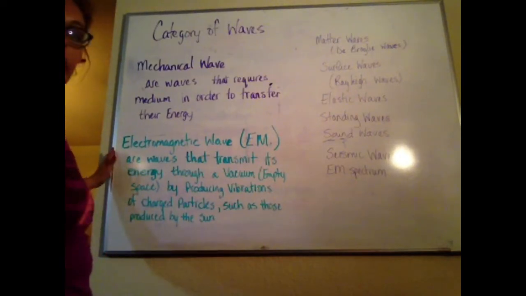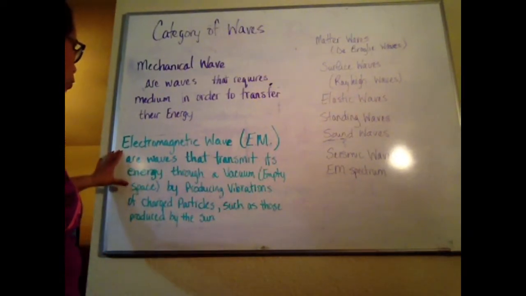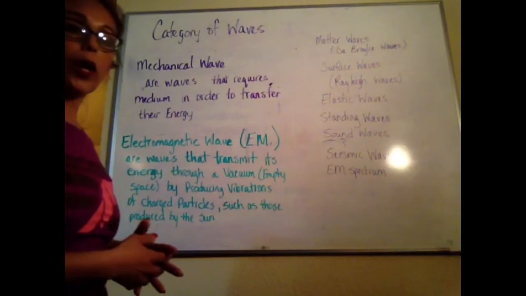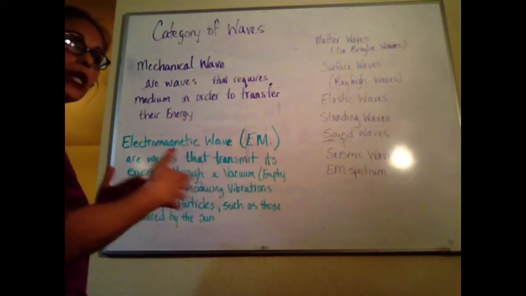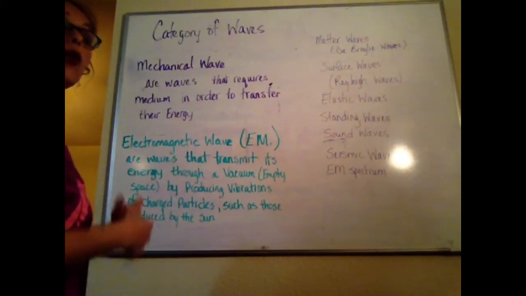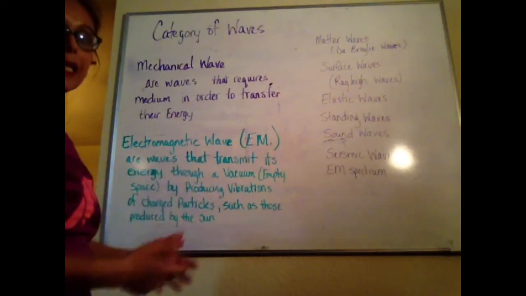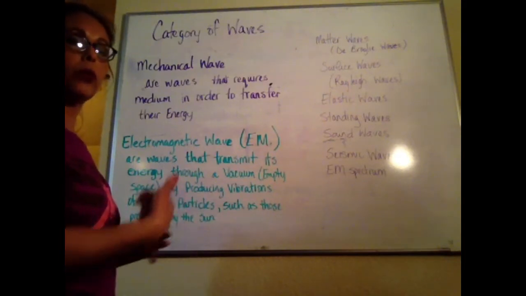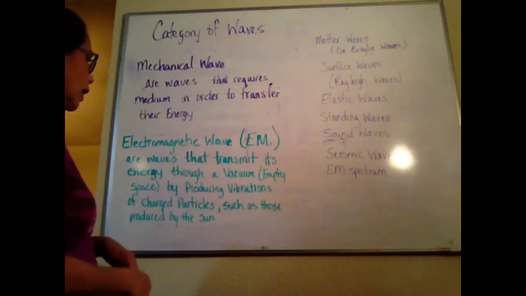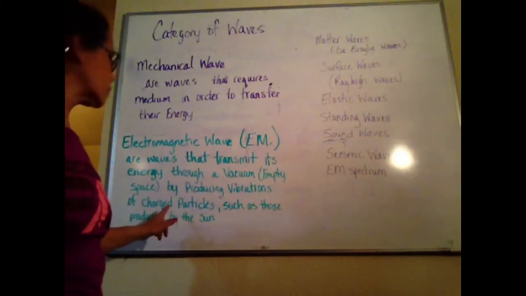Then we have the electromagnetic waves. The electromagnetic waves are waves that transfer or transmit their energy without any sort of material. It can go through something, but it doesn't need anything for the energy to be transmitted. And so it can be done in a vacuum, meaning empty space.